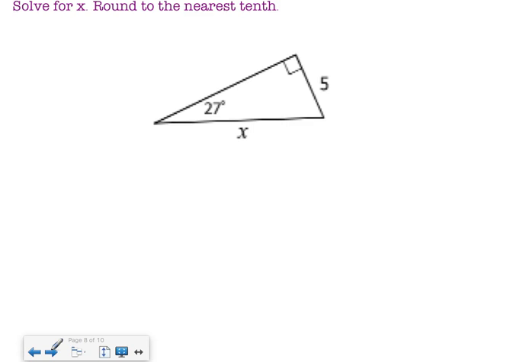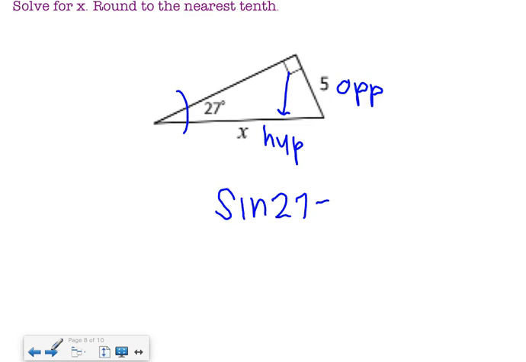Okay, one more time through. What's step 1? Then what? Opposite and hypotenuse. Good job. Okay, what trig function uses opposite and hypotenuse? Okay. Sine of 27 equals.